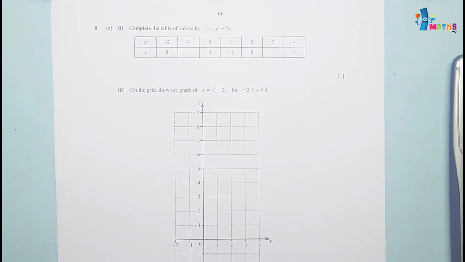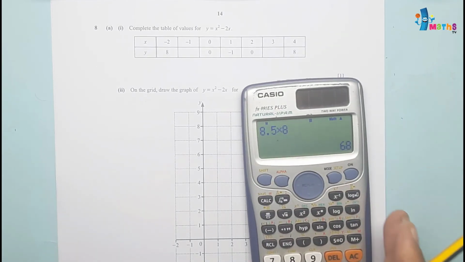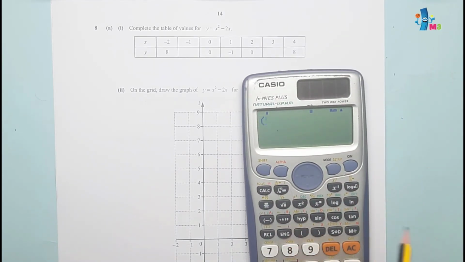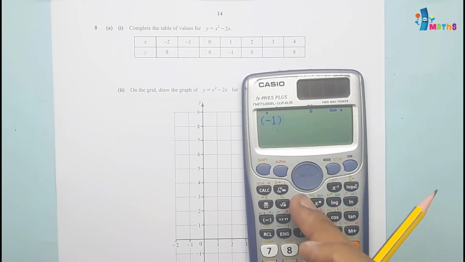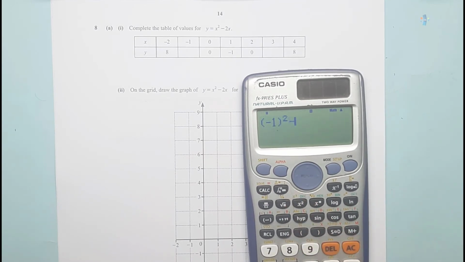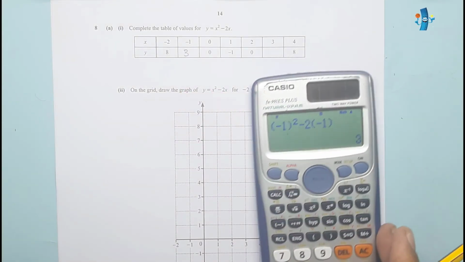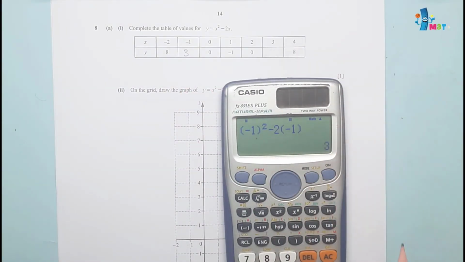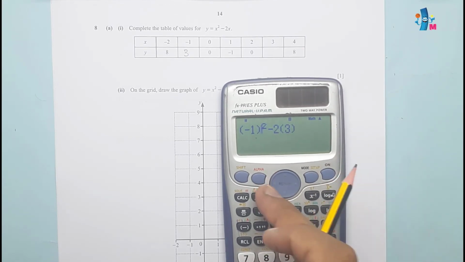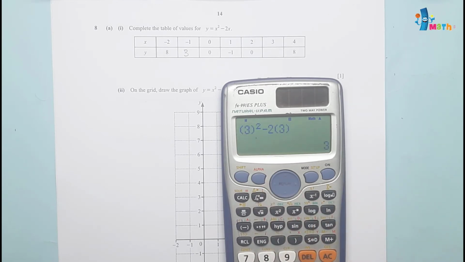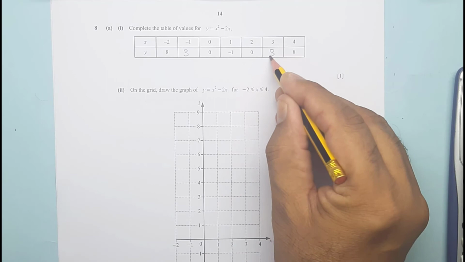Question number 8, complete the table. This is the table of values given, and for x square minus 2x we will be replacing values. x square, meaning minus 1 squared minus 2 into minus 1. This will be the value equal to 3. This will be 3, and for this value we will be replacing here 3, and this one as well 3, and we will get the value as 3. So this value is also same.